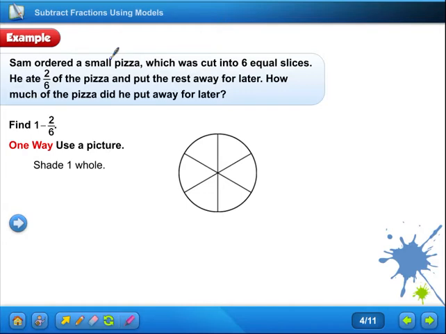Sam ordered a small pizza, which was cut into 6 equal slices. He ate 2/6 of the pizza and put the rest away for later. How much of the pizza did he put away for later? So, they drew the model for you. It has 6 equal slices. He ate 2/6. How much of the pizza did he put away for later? Find 1 minus 2/6.